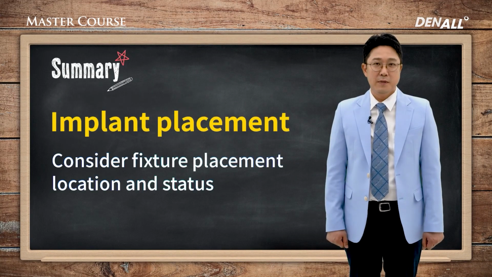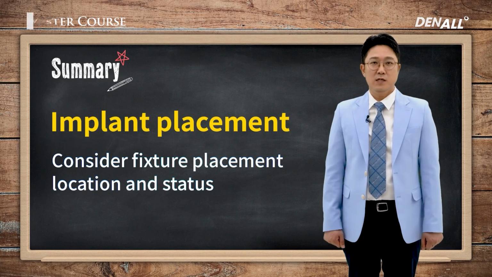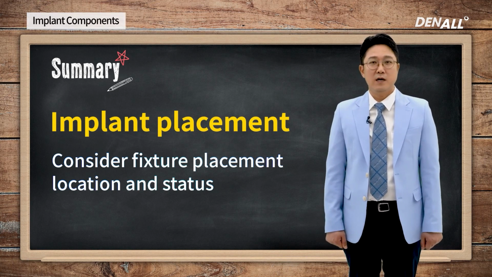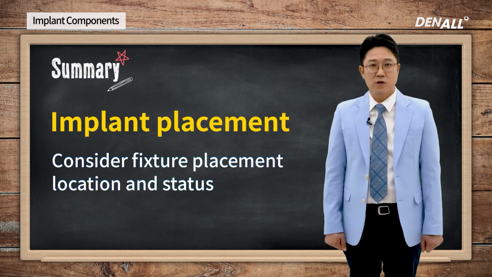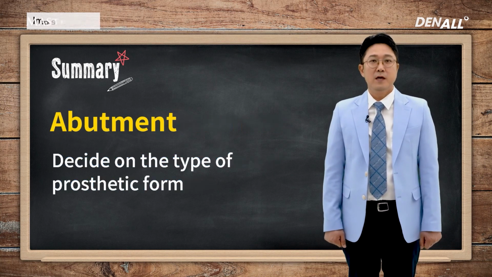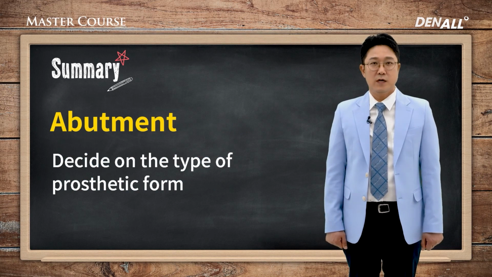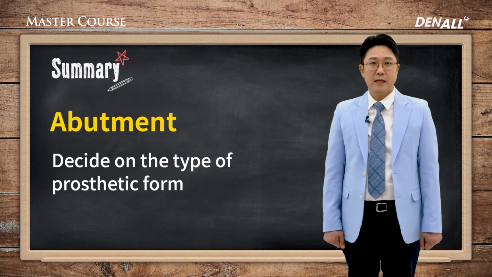In placing implant fixture, where are you going to place it? And how is the state of bone and gingiva there? And also, you need to consider the shape of the prosthesis that is to be fabricated. Abutment allows you to connect prosthesis on the fixture and is determined by prosthesis fabrication type.